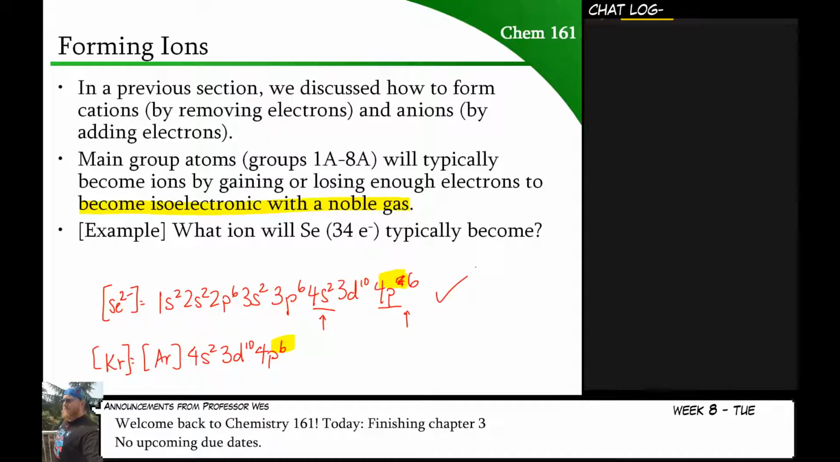So what ion would selenium typically form? It would become selenium with a 2- charge, because it needs 2 electrons to match the electron configuration of the noble gas. The noble gas is just the sweet spot between I can accept electrons versus I can hold electrons for nonmetals.